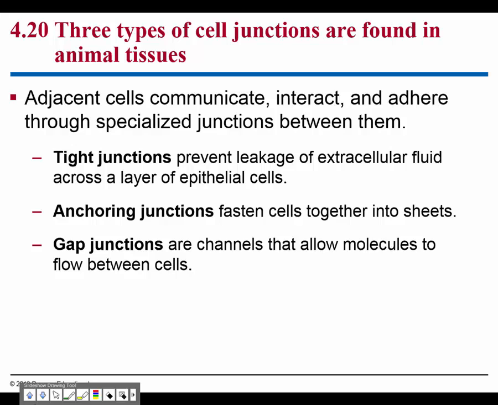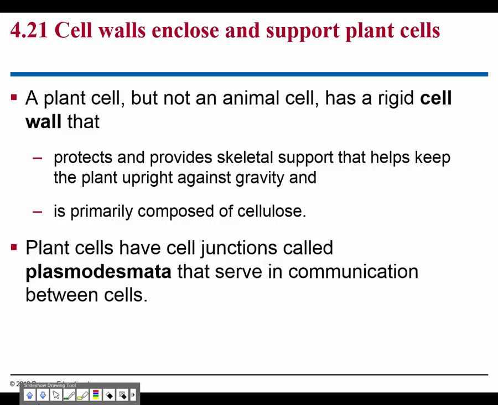So cells talk to one another. Yeah, they don't have vocal cords, but they still talk to one another through chemicals. They say, hey, let's make more cells, or let's stop making cells, through things called junctions. Tight junctions prevent leakage of the extracellular fluid. Anchoring junctions keep cells together in sheets. And gap junctions allow molecules to flow between the cells, to move in and out of the cell.